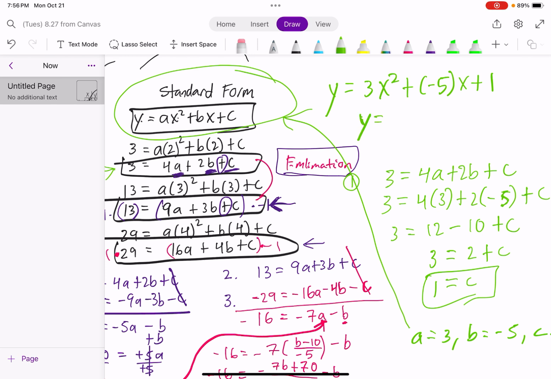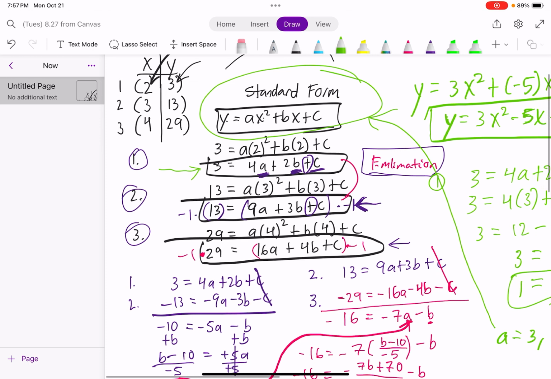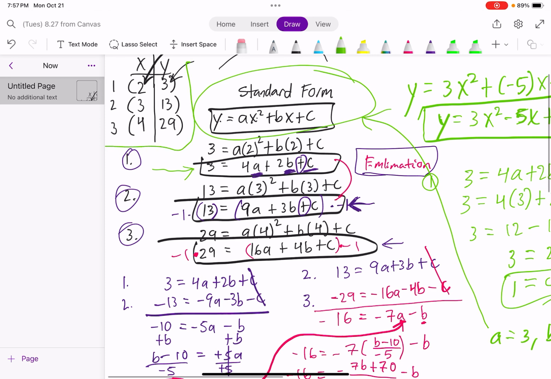Y is equal to 3x squared minus 5x plus 1. And there you have it. This is a quadratic equation that we made out of our 3 data points right here.